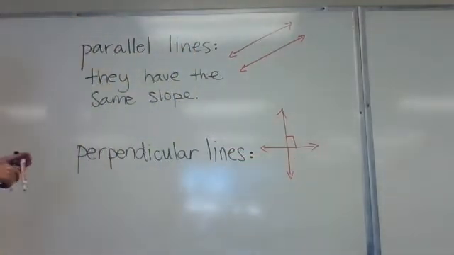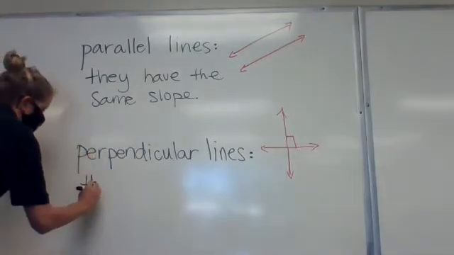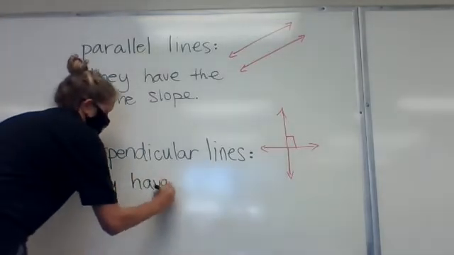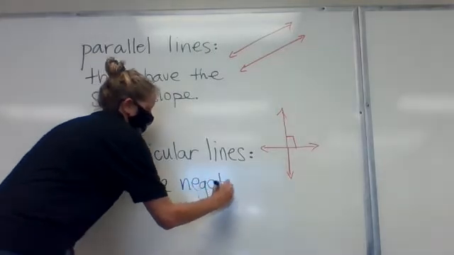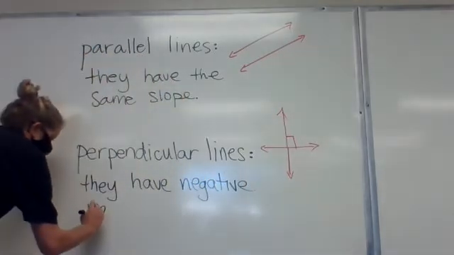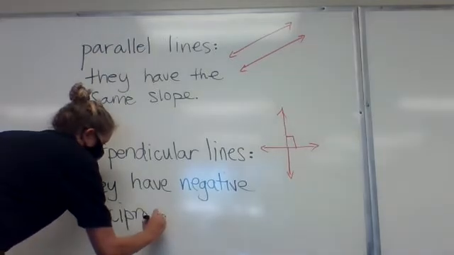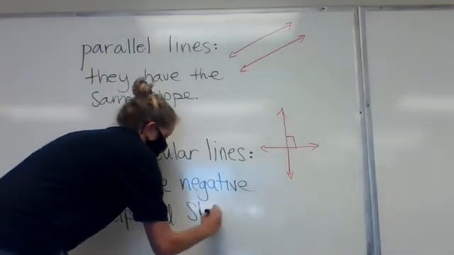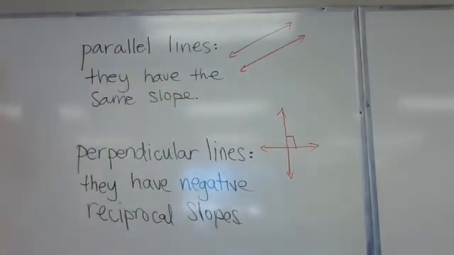The reason they cross like that is because they have what's called negative reciprocal slopes. Negative means different, and reciprocal means the flip. We're going to talk about examples of each of these.